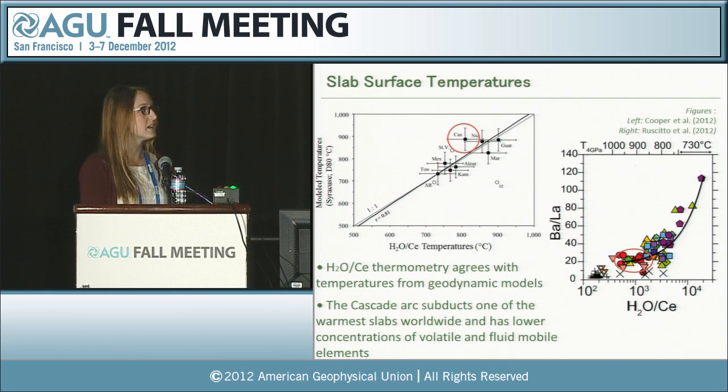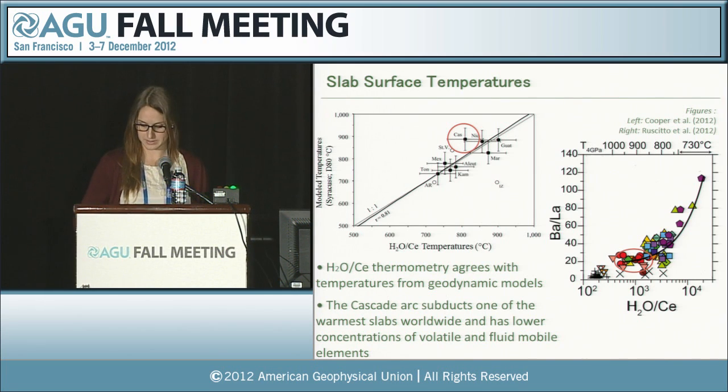And you can see that not only do our water-cerium derived temperatures agree with temperatures from geodynamic models, but that the Cascades are on the fairly hot end, here calculated at about 800 degrees C. This is the slab surface temperature. What's also interesting is because it's so warm compared to others worldwide, we do see lower concentrations of volatile and fluid mobile elements.